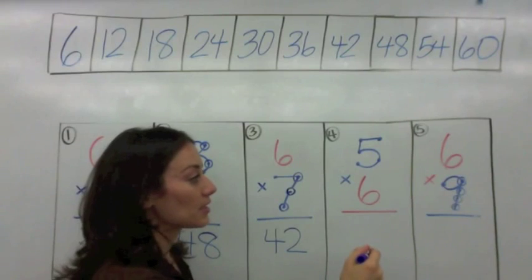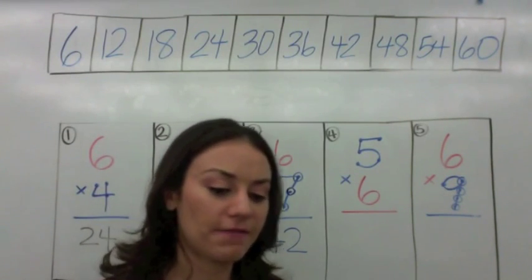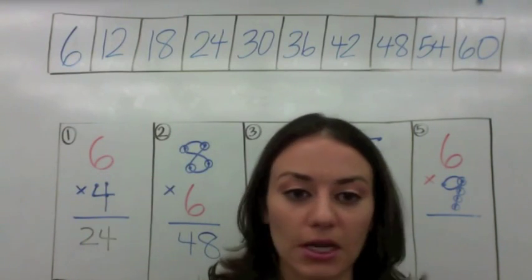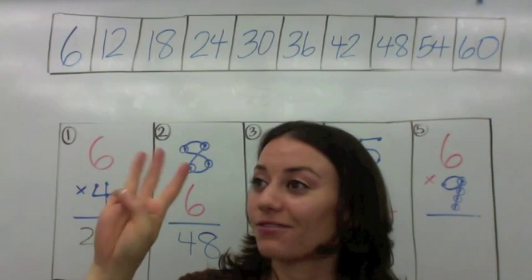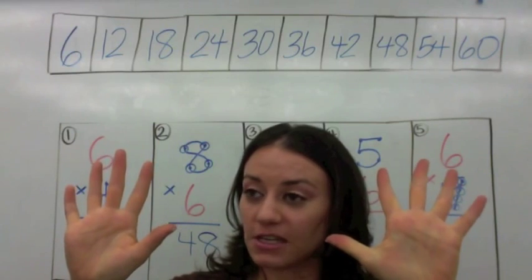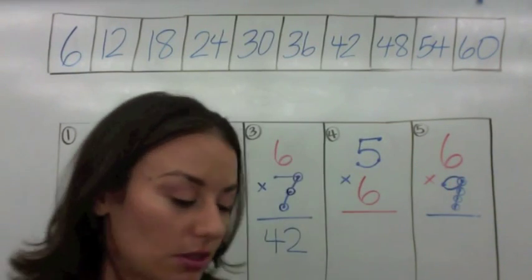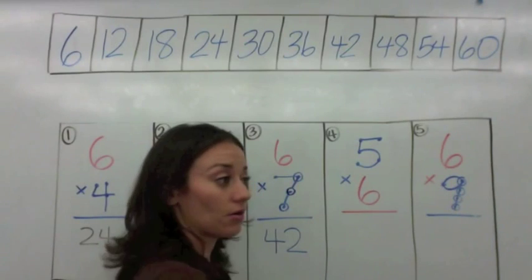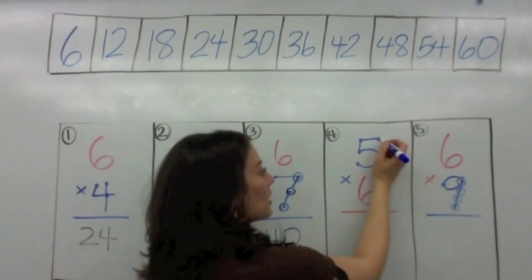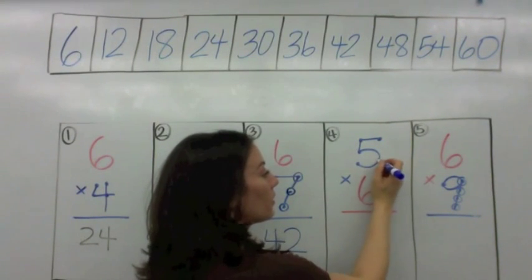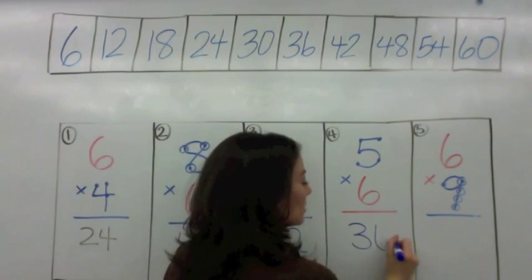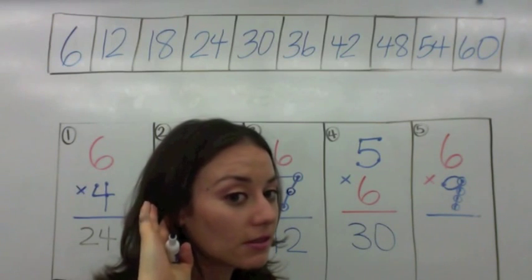How about 5 times 6? A lot of you should know how to count by 5s. Could we skip count by 5s really quick? Just like you would on a clock. Ready? 5, 10, 15, 20, 25, 30, 35, 40, 45, 50, 55, 60. Okay, so let's skip count by 6 though, 5 times. You're going to say 6, 12, 18, 24, 30. So 5 times 6 is 30.